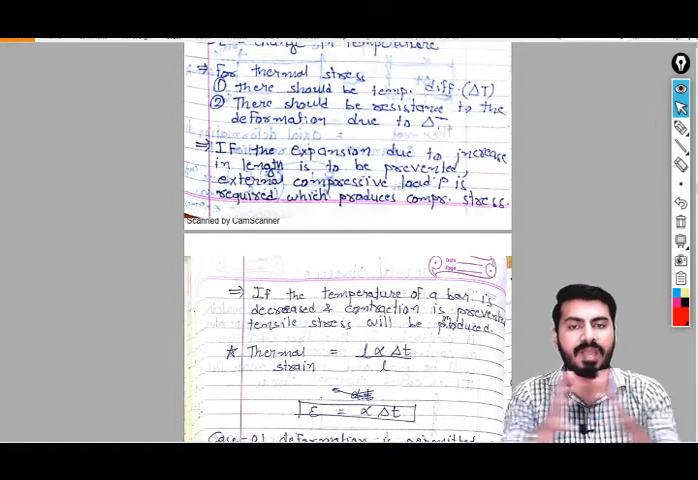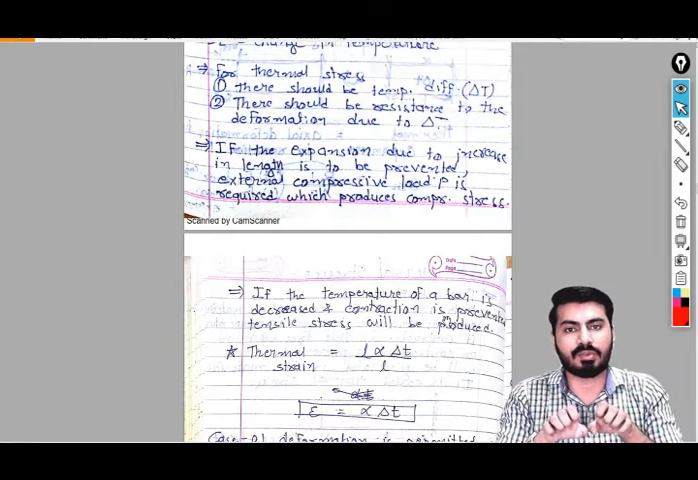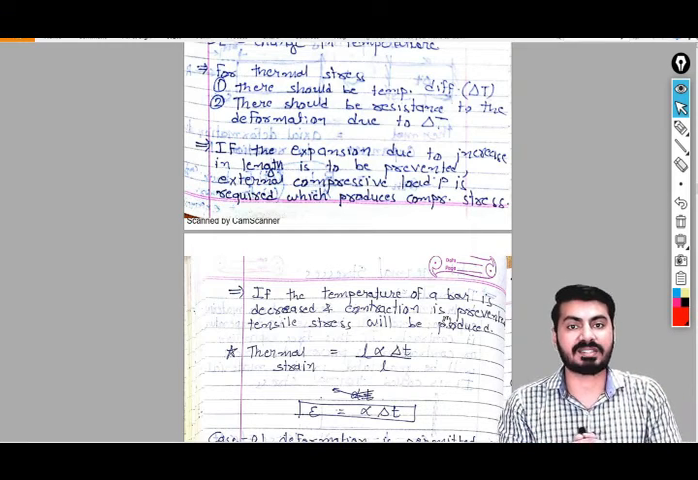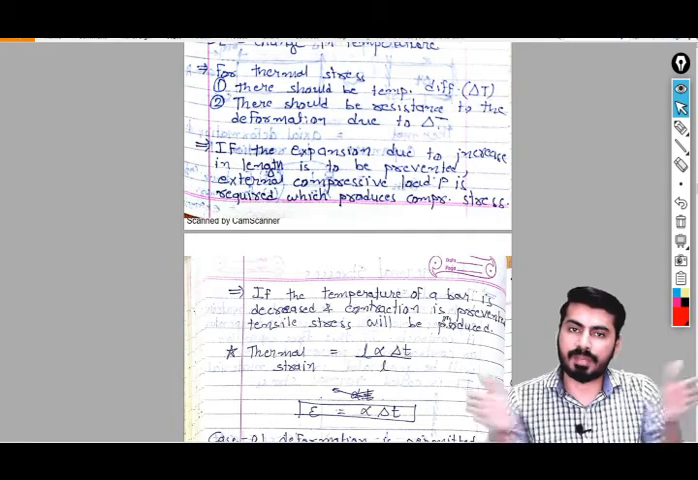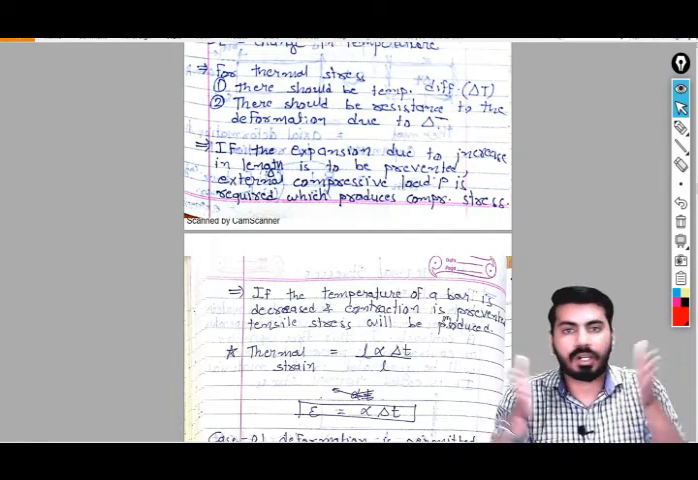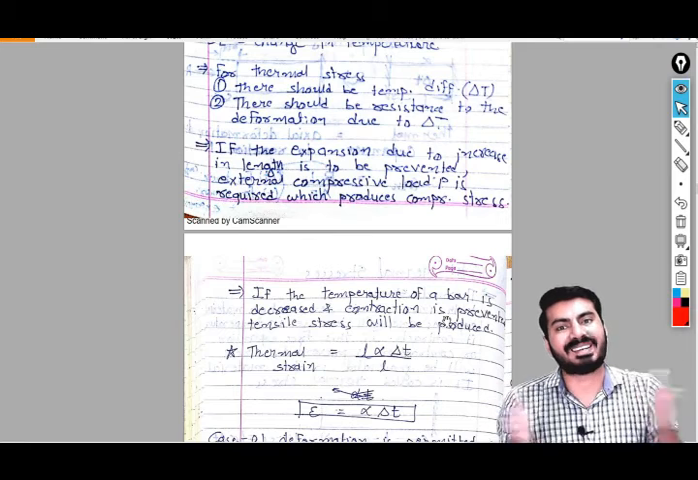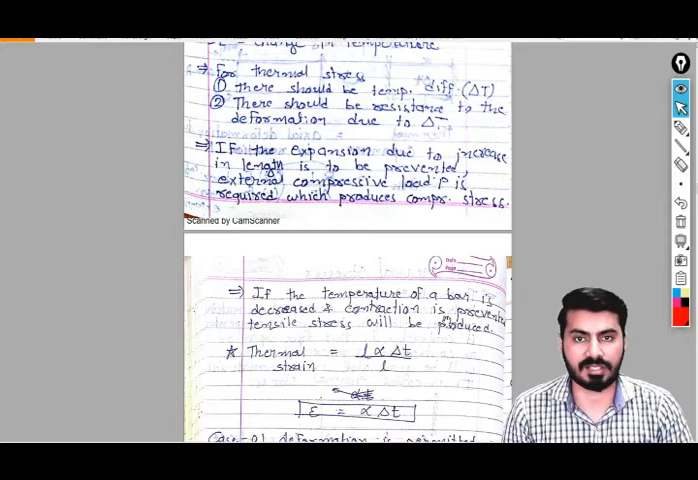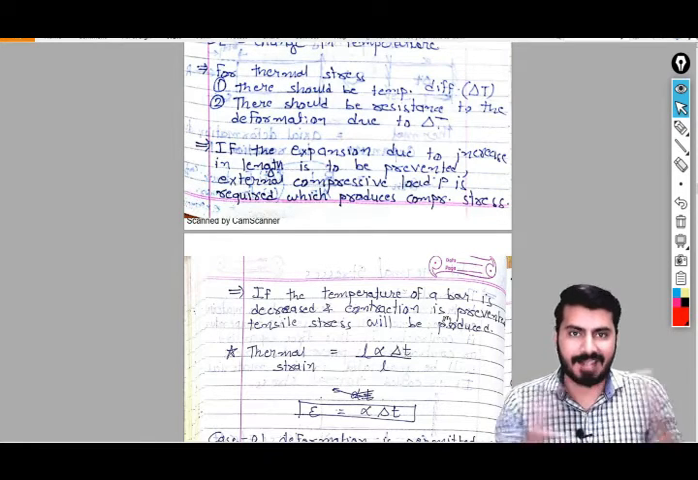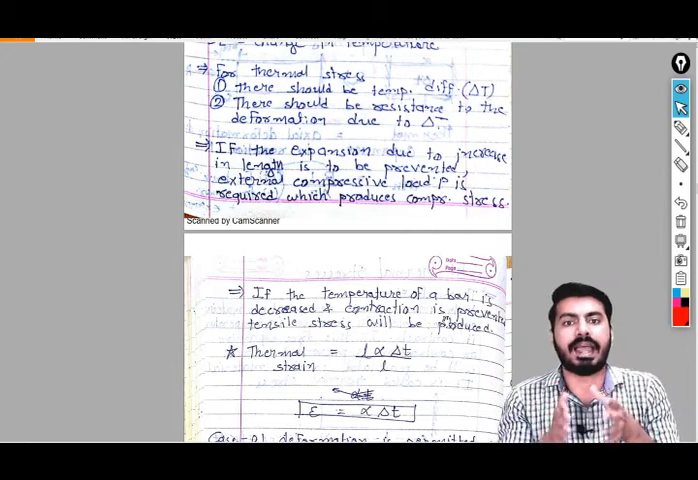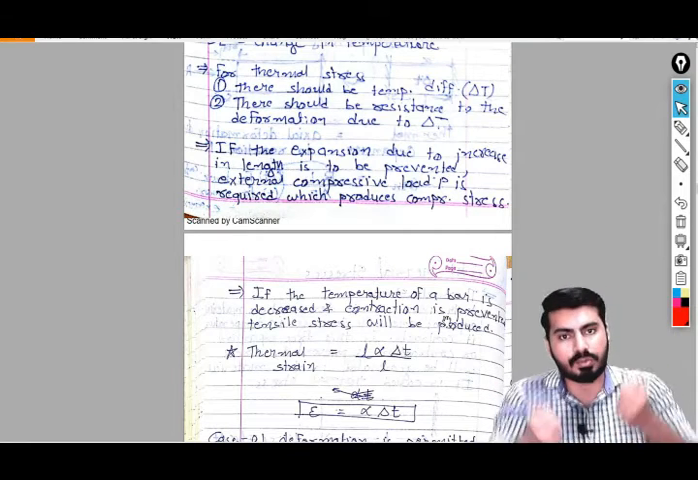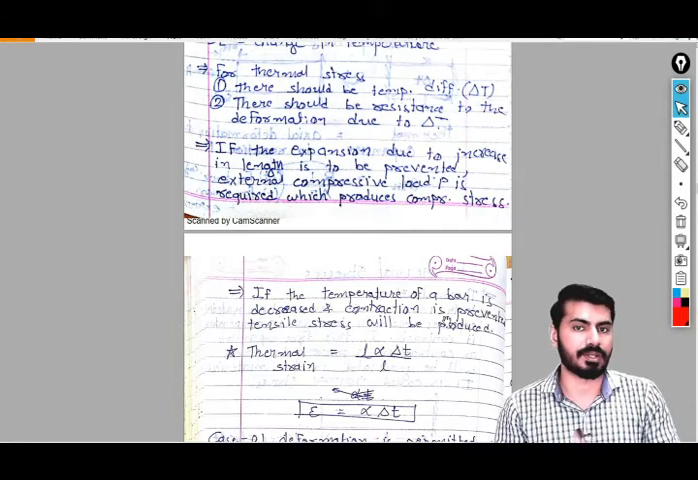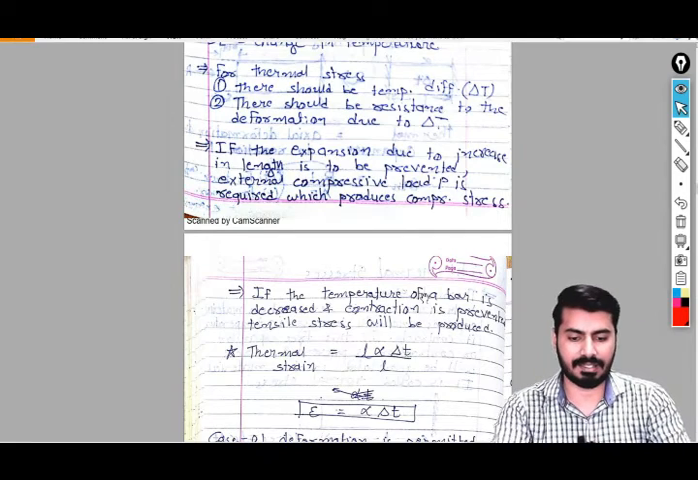If the body tries to expand and you restrict it, then the body will try to resist that, and to contain that resistance, the stresses generated will be compressive. The nature of the stresses will be compressive, because the body will try to expand and you are not allowing it, so the thermal stresses will be compressive. And if the body's length is trying to decrease and you are not allowing it to decrease, then the body will try to contract itself, but you are not allowing that. That's why the stresses generated will be tensile. So this is very common sense and a very easy topic.